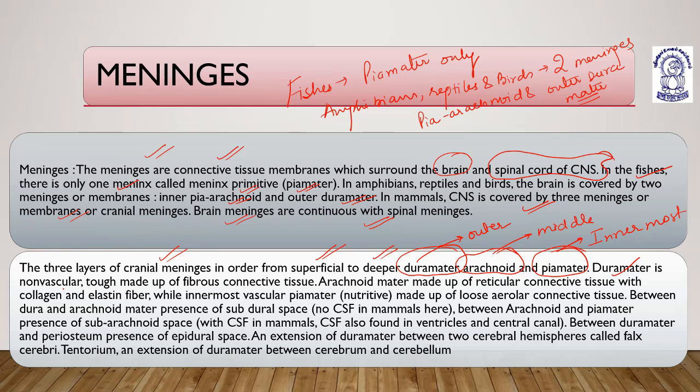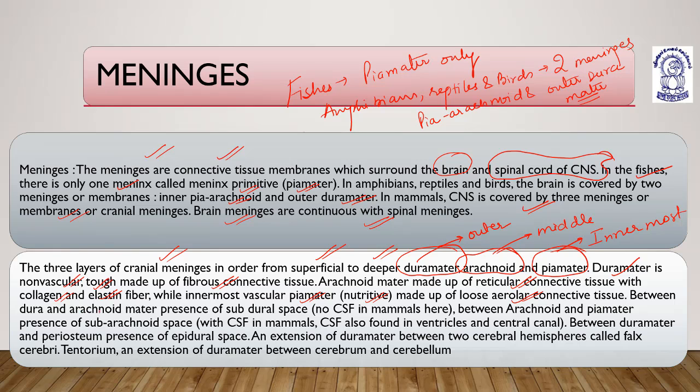Dura mater is non-vascular. It is tough, made up of fibrous connective tissue. Arachnoid is made up of reticular connective tissue with collagen and elastin fibers, while the innermost is the vascular pia mater, which is nutritive and made up of loose areolar connective tissue.